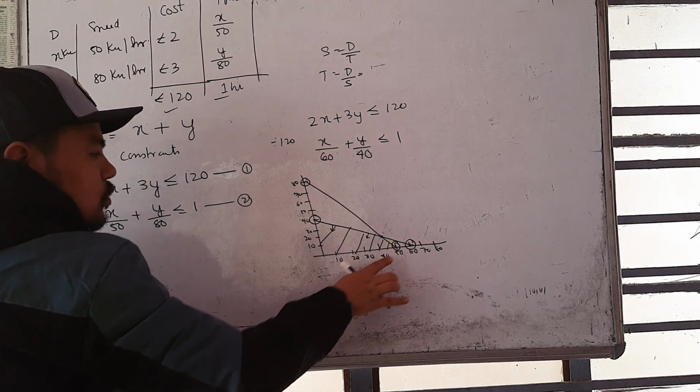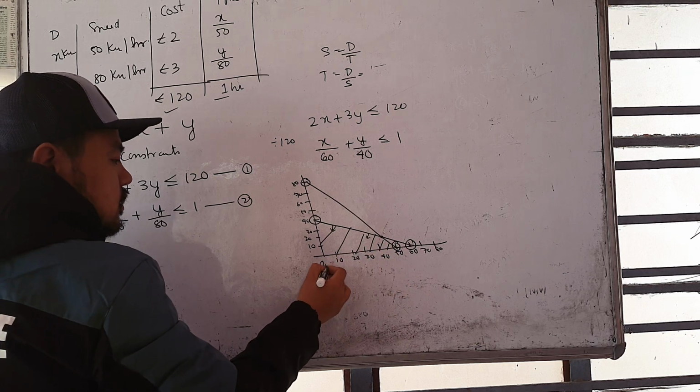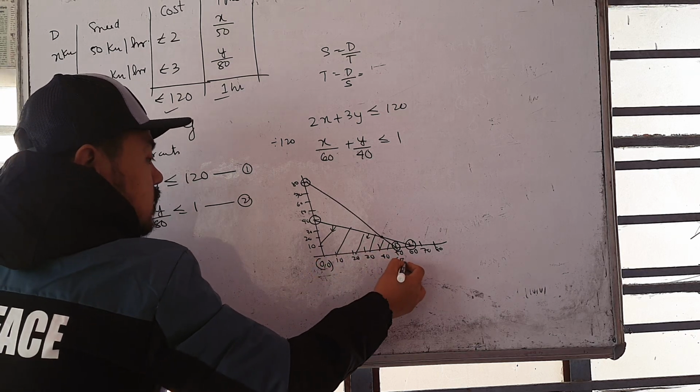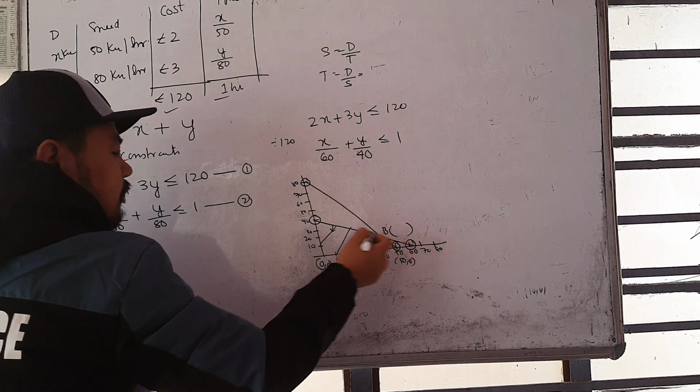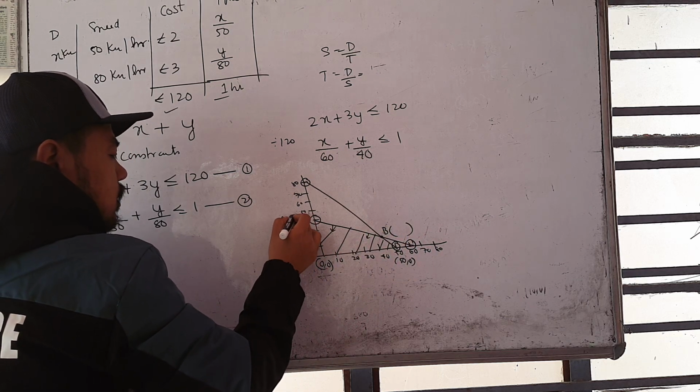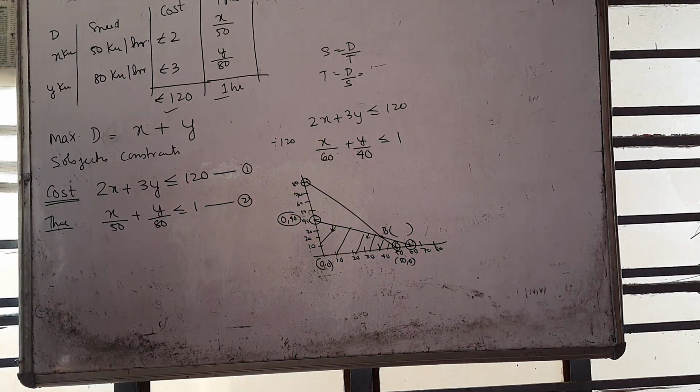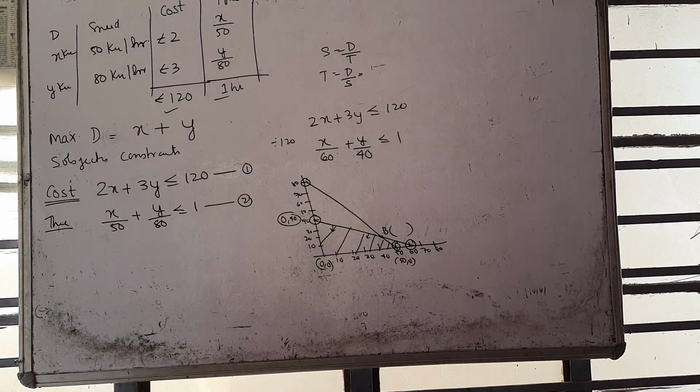So the points are known to you. 0, 0. What about this? 50, 0. And this one, use your graph, or you can use simultaneous equation also. Then you know what you're supposed to do. Corner points. Is it clear? 4 marks for this. I hope you'll be able to do it. Yes or no? Okay, very good.